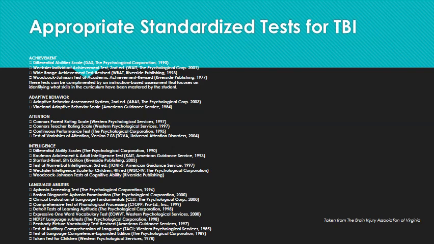Here's just a list of appropriate standardized tests that may be helpful for determining a traumatic brain injury or determining the strengths and needs of the student with the traumatic brain injury. There are different achievement tests, adaptive behavior tests, attention scales, intelligence rating scales and tests, and language ability scales.